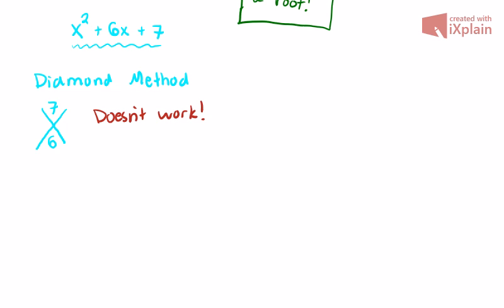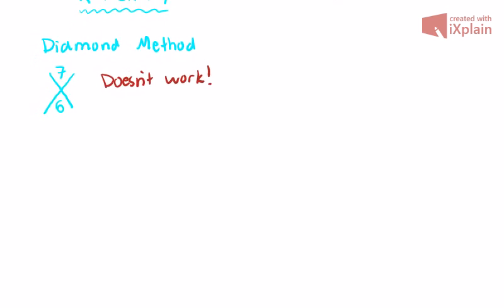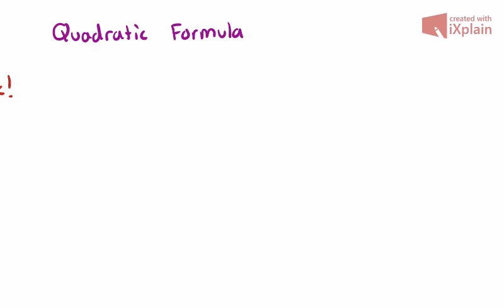And this tells me that I have to use the quadratic formula. So for my quadratic formula, I'll be using x squared plus 6x plus 7. This means a is 1, b is 6, and c is 7.